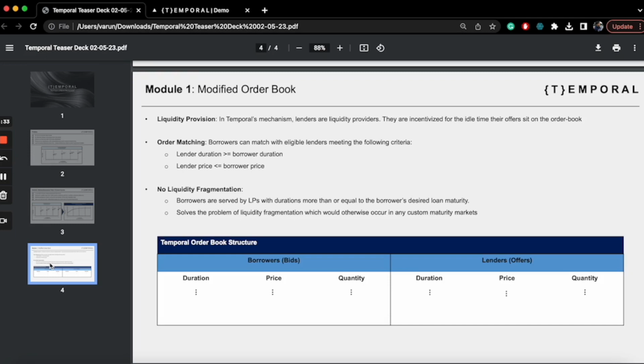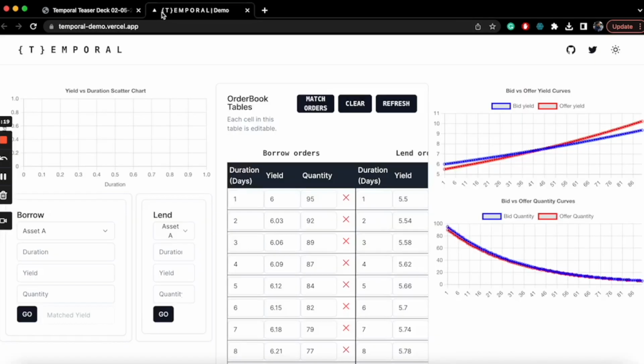With our mechanism, borrowers can earn yield on their collateral by lending it on Temporal, massively improving capital efficiency and driving an over-collateralized credit creation cycle. This is the first in DeFi. We're now going to demonstrate our off-chain prototype as proof of concept.